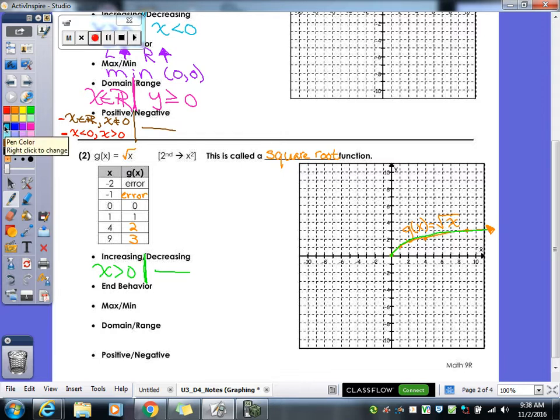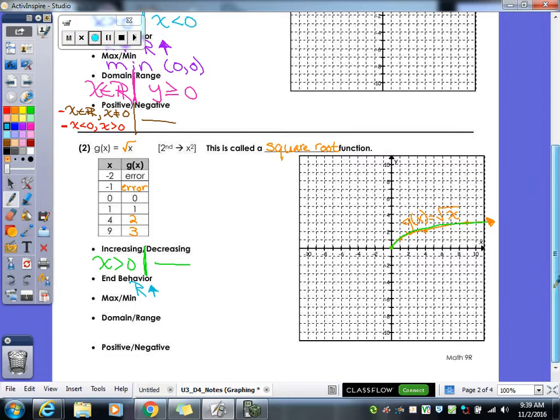End behaviors for this graph, there is no left side end behavior because there's no arrow. It terminates. So you would just do right side. It's going up because the right side is increasing slowly, but it is increasing. So that's why its right side is up. Do we have a maximum or minimum? We have a minimum. Where is our minimum? 0, 0, right here. It's our lowest point. Nothing will ever be lower than that.